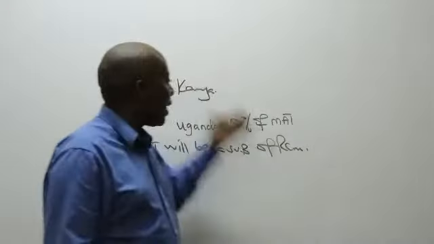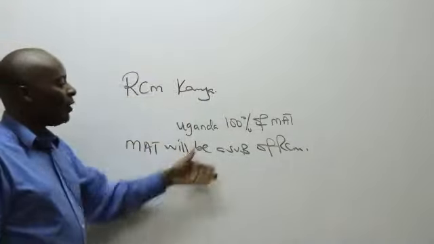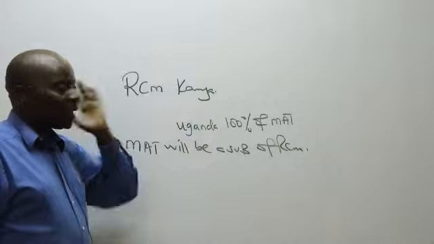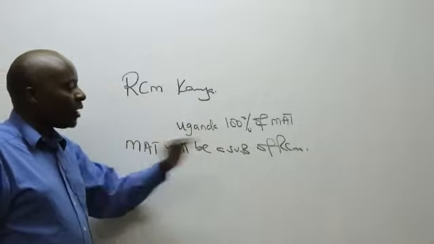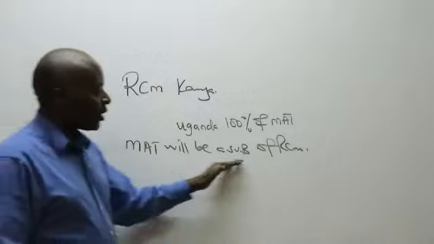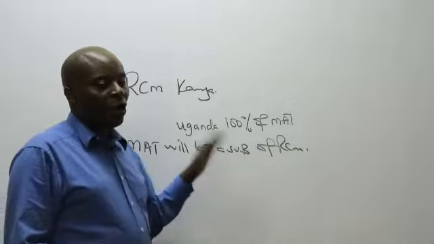Of this MAT. So we have RCM. RCM is the investor here. It has gone to a company called MAT in Uganda and bought 100% of that college. So automatically MAT will be a sub or a subsidiary of RCM.